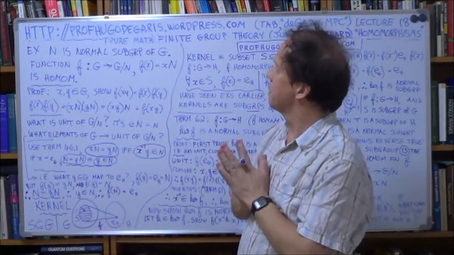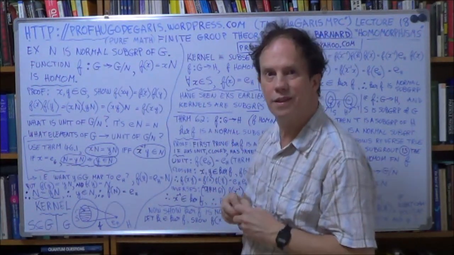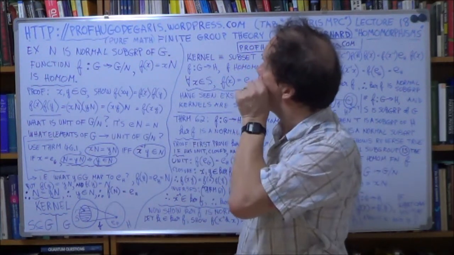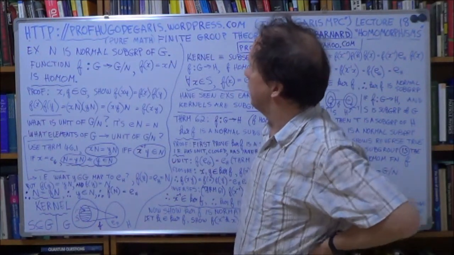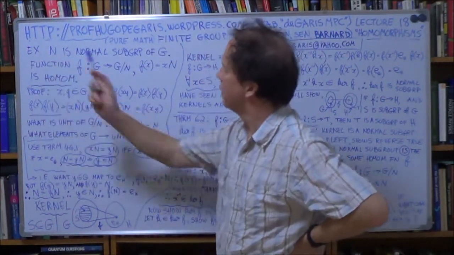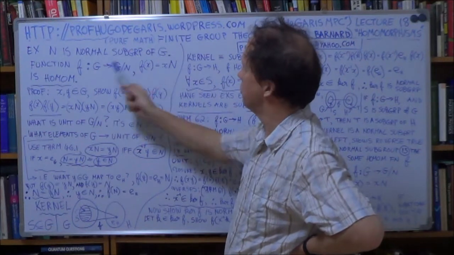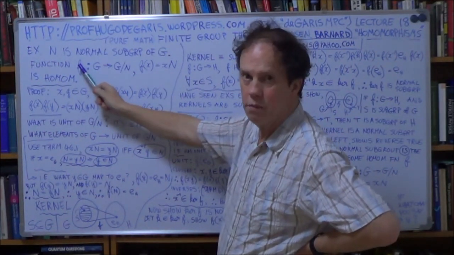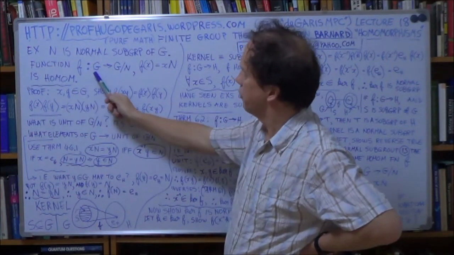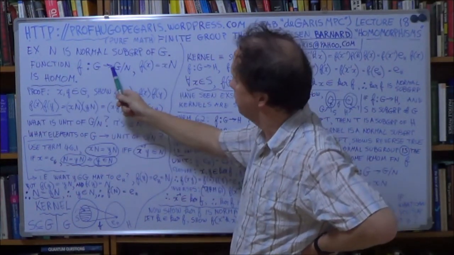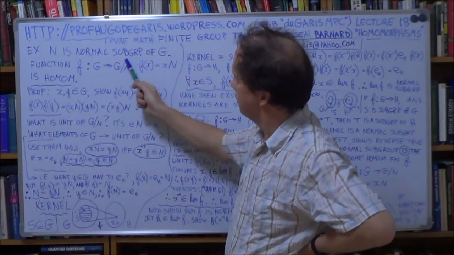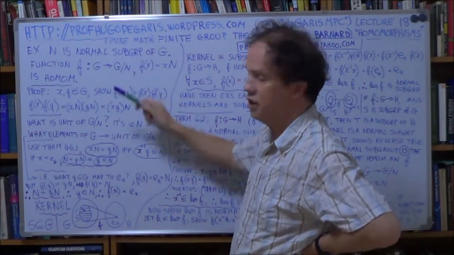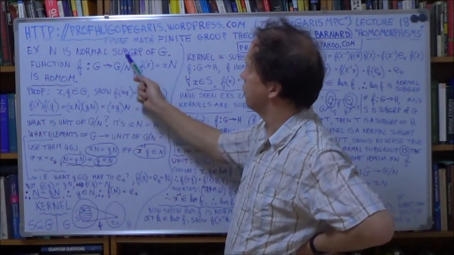Alright, so let's do yet another example of a homomorphism. What we're doing this time is just taking a group G, and we're using a mapping function f to map that group, just any old group, into, well, you can just see here, it's with a division sign. This is a quotient group.